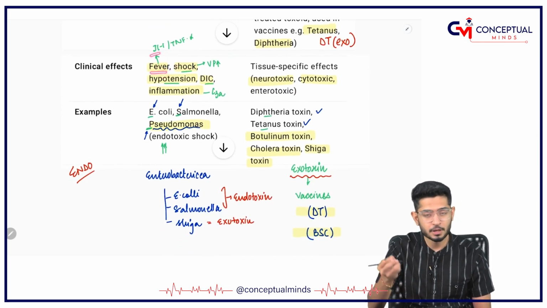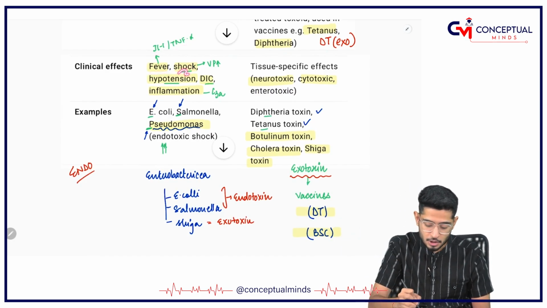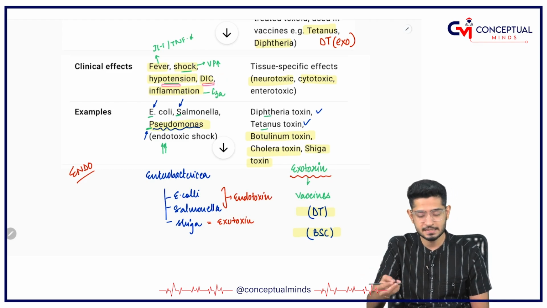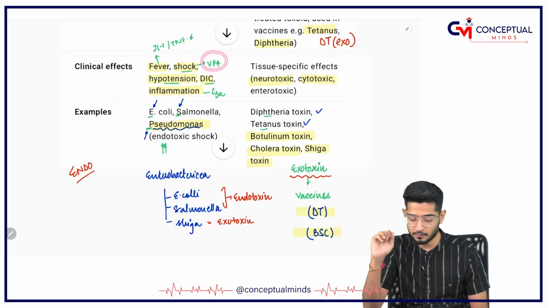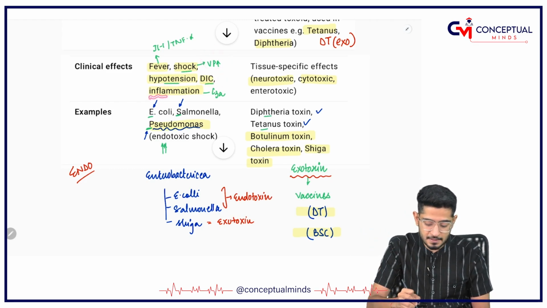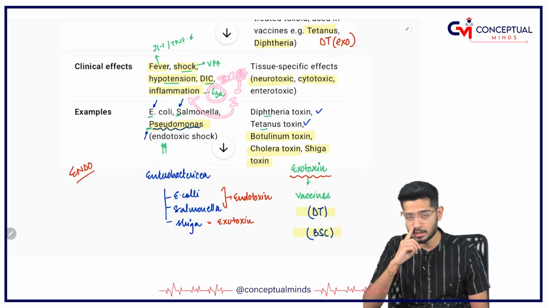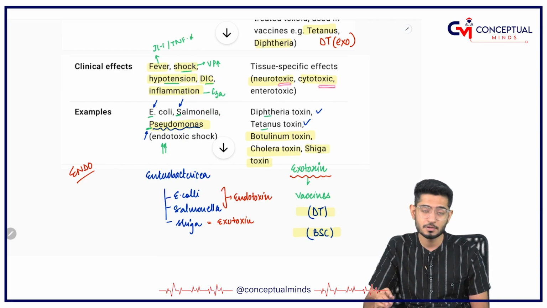Fever because of interleukin 1 and TNF-alpha, we have discussed. Shock because of increase in vascular permeability. In fact, hypotension and DIC are also because of increase in vascular permeability. Then is the inflammation. That is because of C3a. The 3 is just like I. So I is inflammation, and these are neurotoxic and cytotoxic.